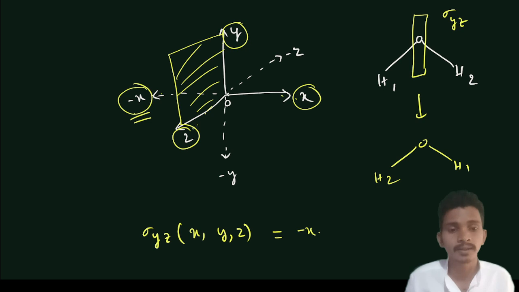So how will it reflect? Because this is already in the plane. We also discussed that whenever the plane you are passing, whatever the molecule's axes it contains, that will be unchanged, and the others will get reflected. That we discussed.